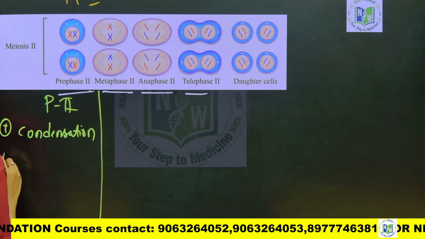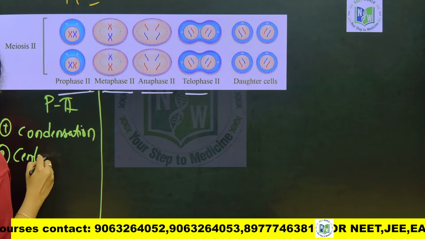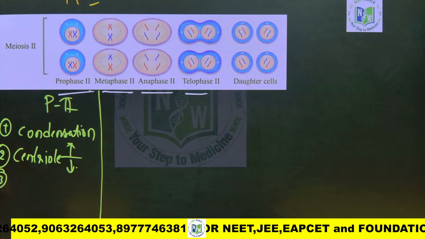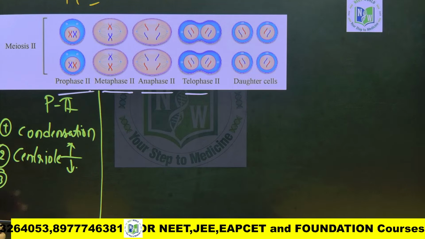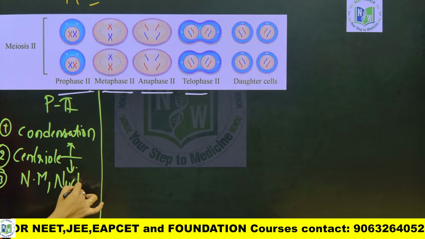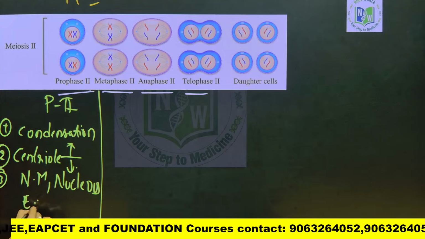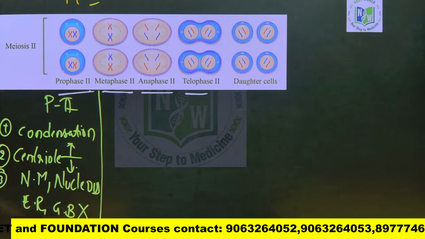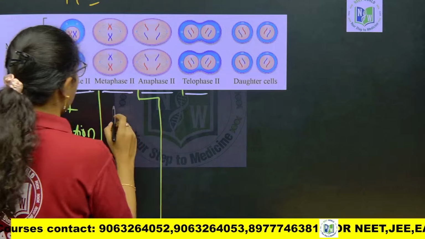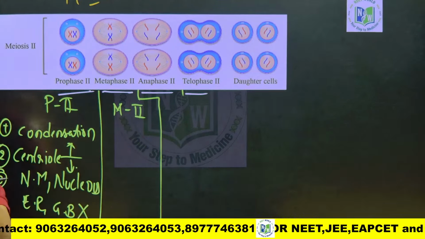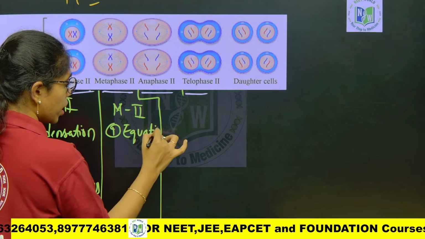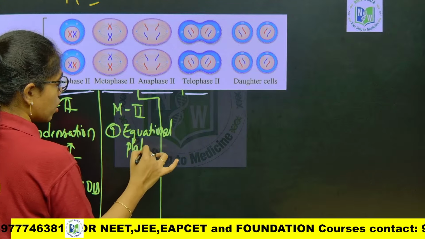Second point is what? Centrioles. Yes, very good. Formation of aster fibers, and then spindle fiber apparatus, and then nuclear membrane, nucleolus, endoplasmic reticulum, and Golgi bodies, everything will disappear. In metaphase 2, spindle fibers get attached. A single equatorial plate is formed as a result of congregation.